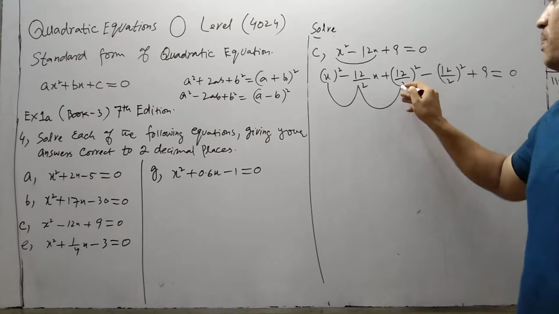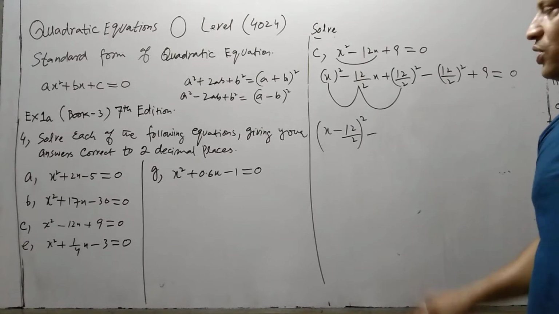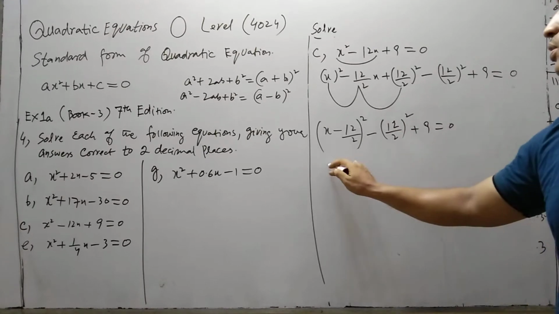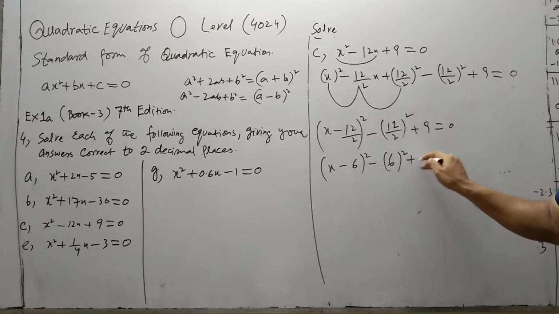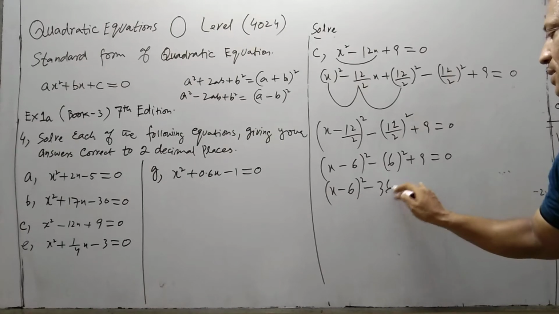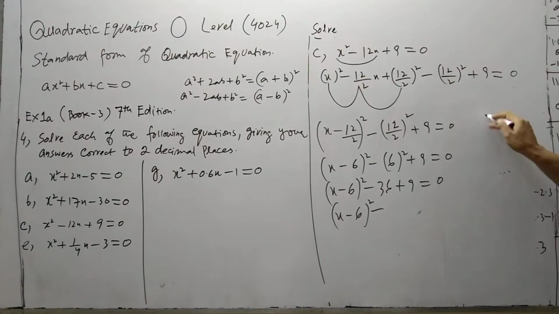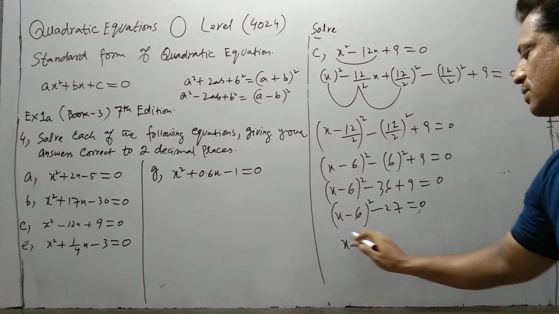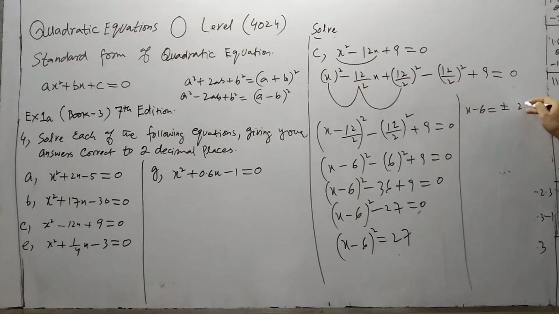So a² + 2ab + b² is (x − 12/2)² − (12/2)² + 9 = 0. 12 upon 2 is 6. (x − 6)² − 6² + 9 = 0. 6 squared is 36, so (x − 6)² − 36 + 9 = 0. (x − 6)² − 27 = 0. (x − 6)² = 27. x − 6 = ± root 27.